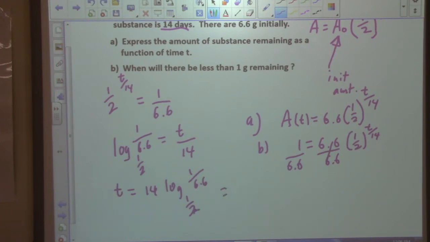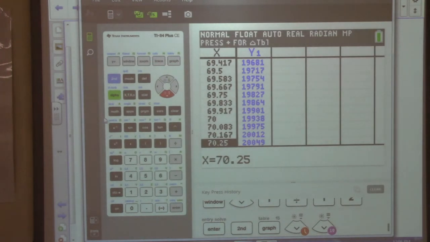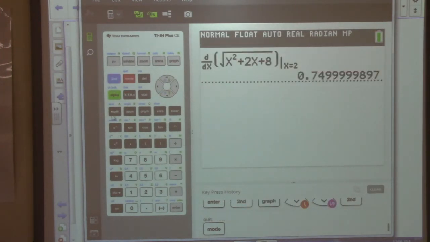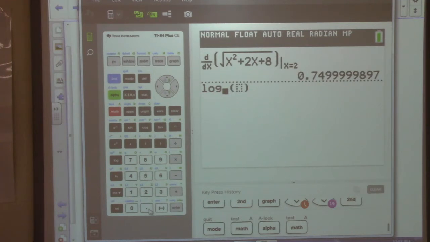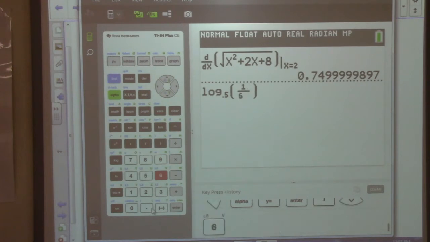And we can go to our calculator and find that out. Where do we go for a log base? Go to math, and we go to math A. I'm going to press alpha A to get there. Log base, and we can put 1/2 right there. I forgot to multiply by 14, but I'll multiply by 14 after the fact. And then we have 1 over 6.6, right? And then it's going to be times 14.